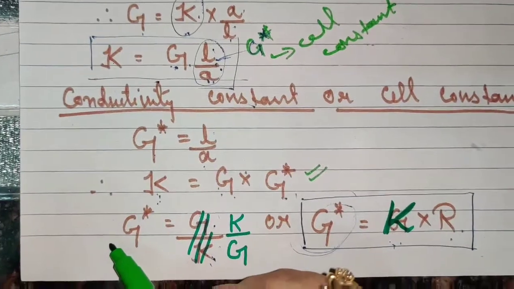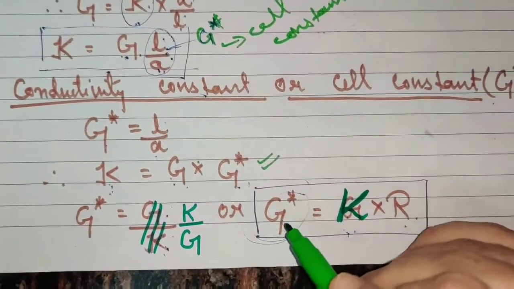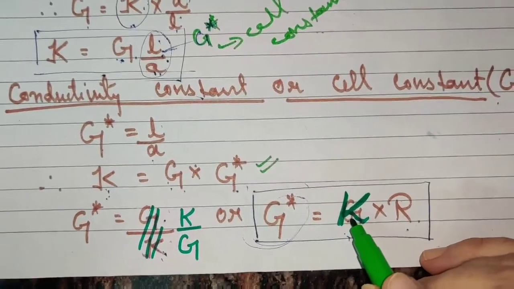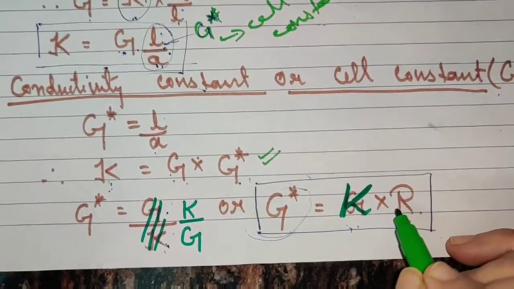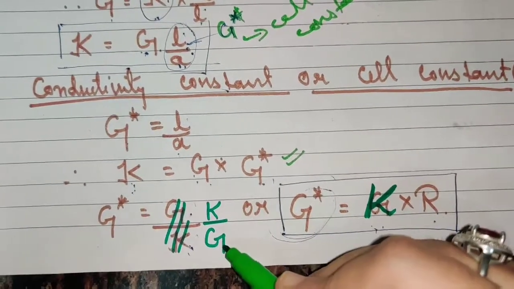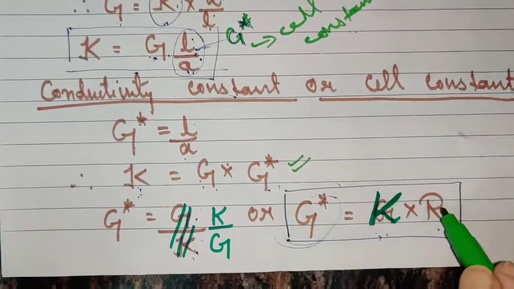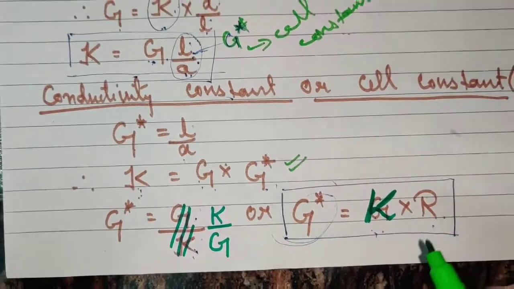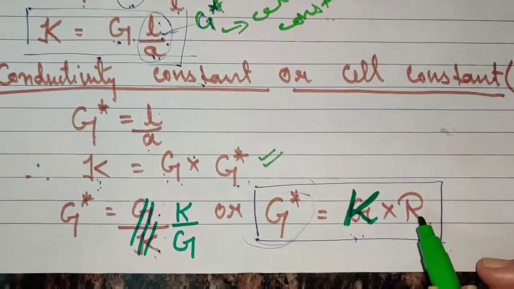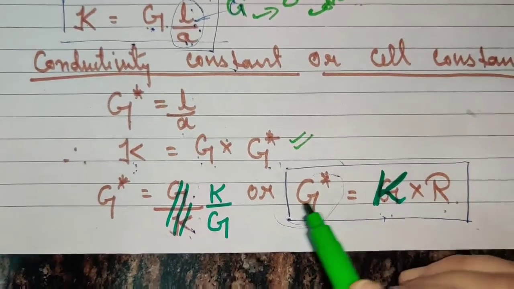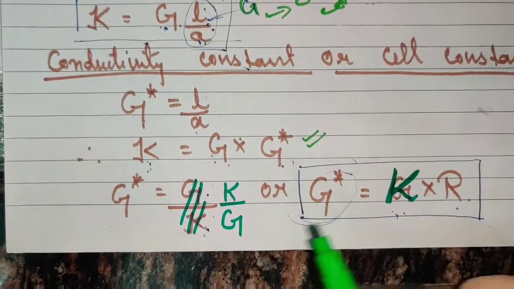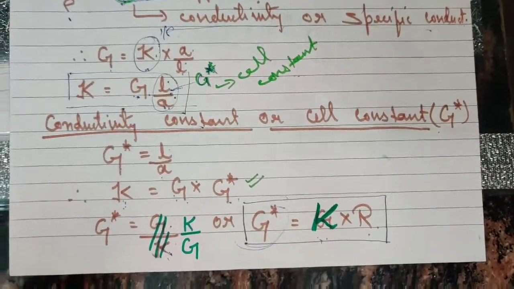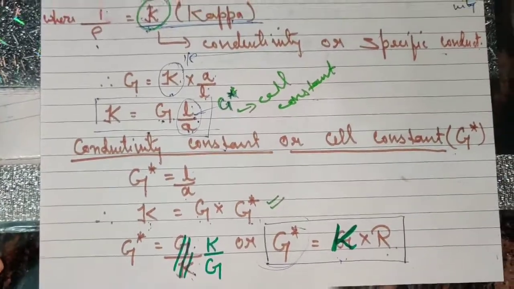So G star can be written as K upon G, and G star can be written as the specific conductance into resistance. Why? Because 1 upon G is equal to resistance. The reciprocal of conductance will be resistance. So if in the question the resistance value is given, you can use it. Otherwise you can use this formula, depending upon whether resistance is given or conductance is given. So by applying simple mathematics, by applying your brain, you can do the calculation part.